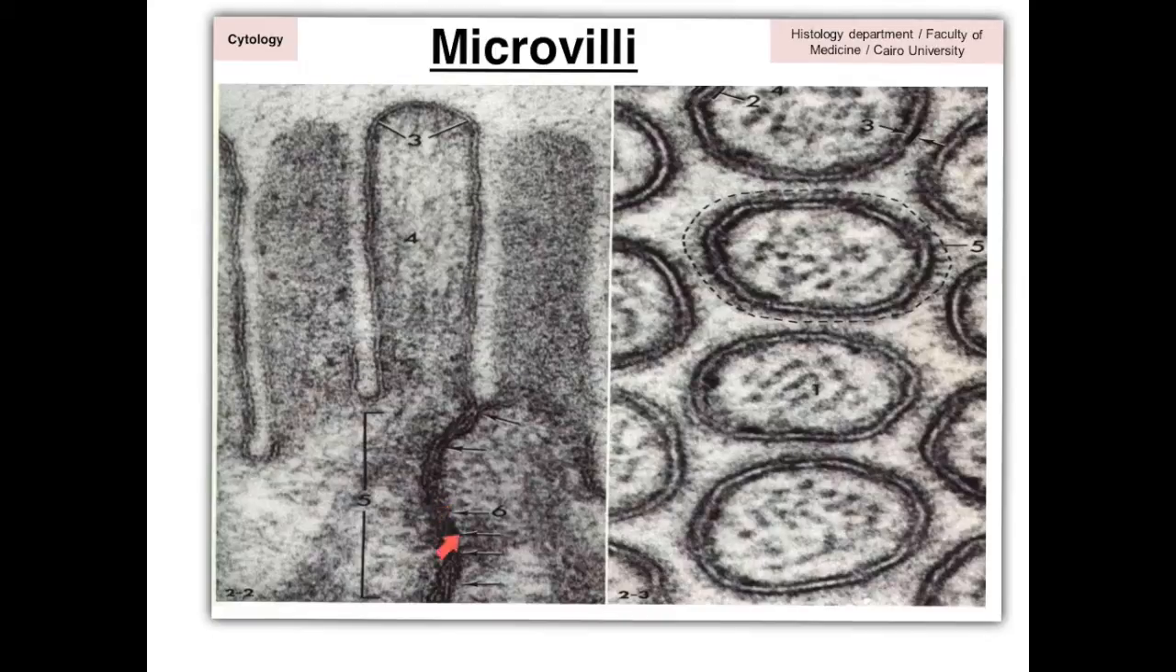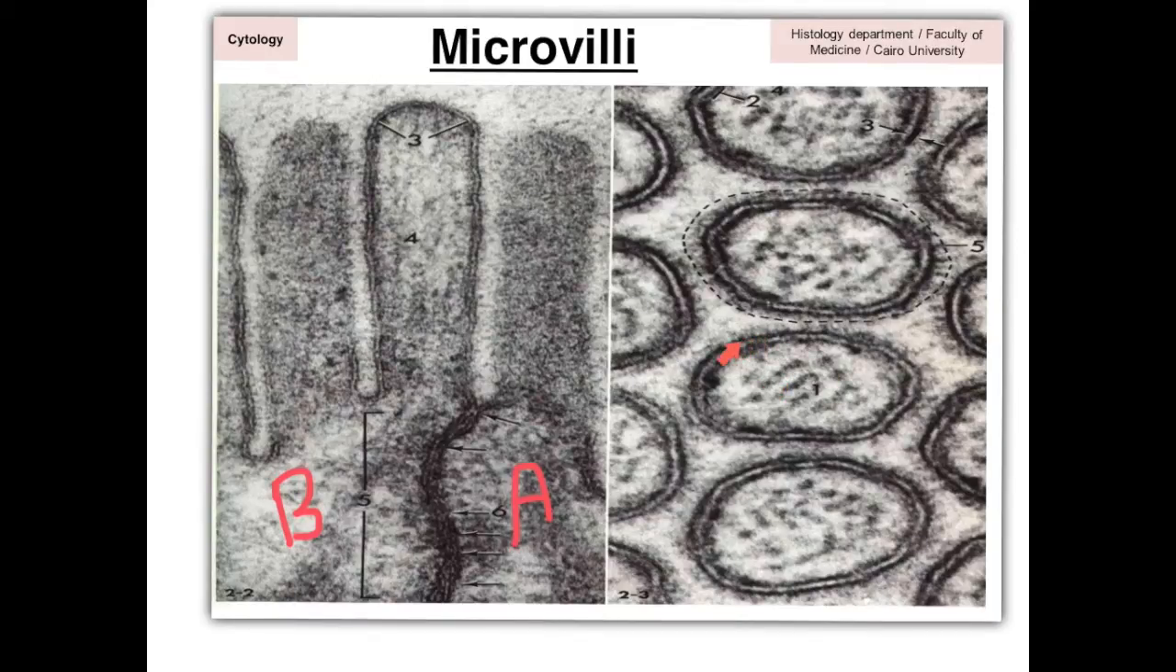This is a junction between this cell and the other cell. So this is a cell A and this is a cell B, and these are the junctions between the two cell membranes. On the right side, you can see the transverse section of these microvilli. And inside it, you can see these dots representing the threads of actin transversely cut.